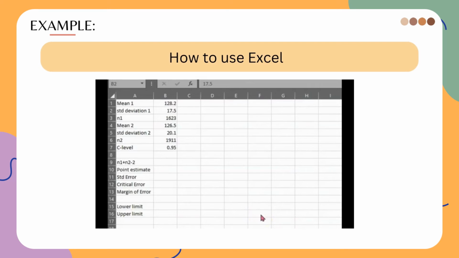Calculate using Excel. First, to find N1 plus N2 minus 2, you just need to click this cell and then type equal, click the N1 value and then plus N2 value minus 2, enter. You will get the answer. To find the point estimate, you just click the cell, type equal, click this mean 1 minus mean 2. Click enter.